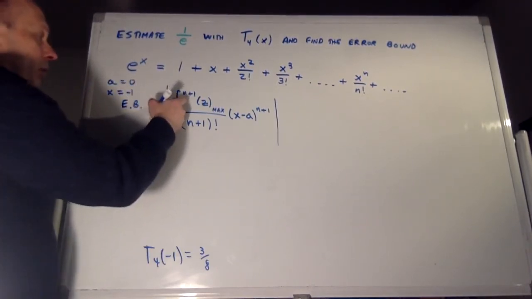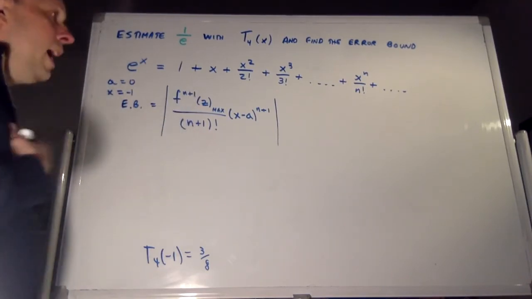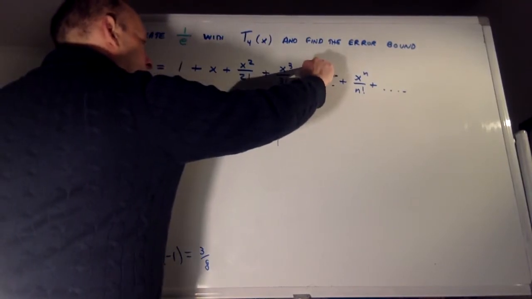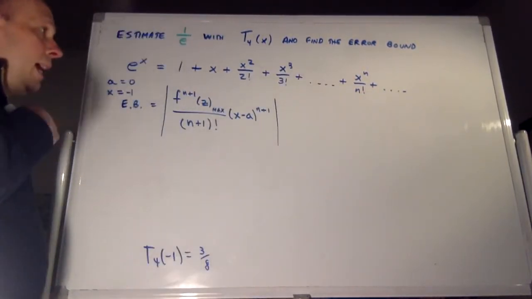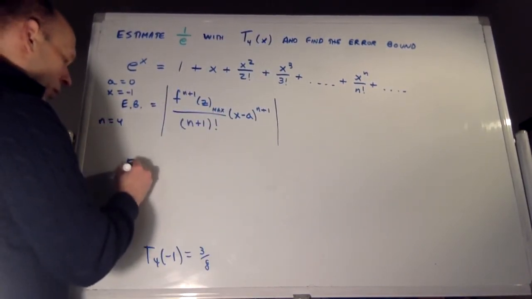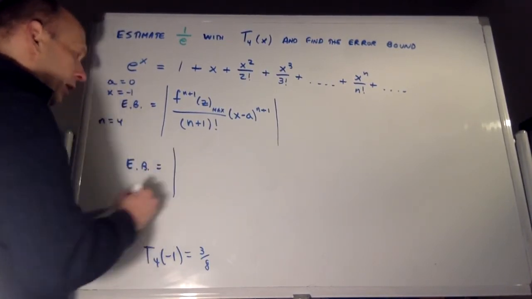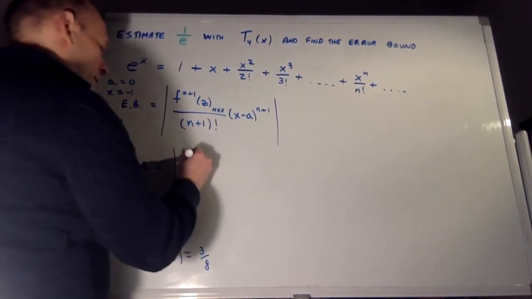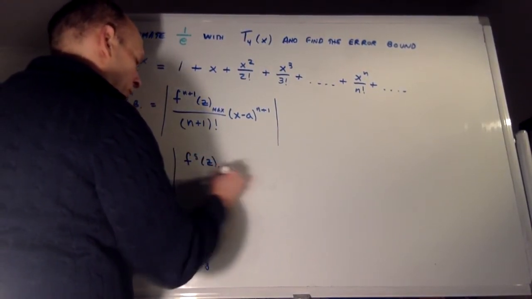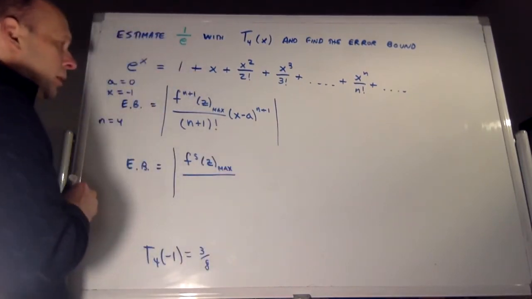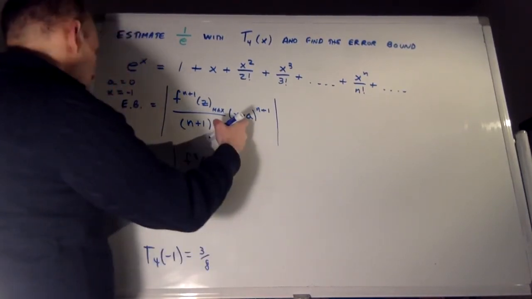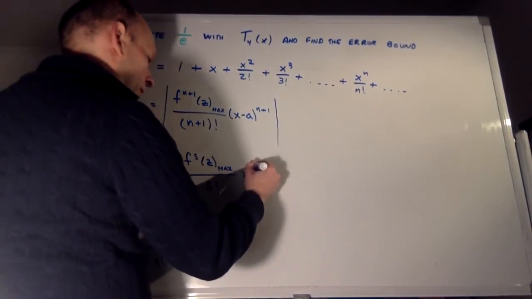Okay, now we need the n plus 1th derivative evaluated at z. Well, our value of n, since we did the 4th degree Taylor polynomial, we stopped at that x to the 4th over 4 factorial. So our n is 4 here. So what do we got? We know our error bound is going to be equal to the absolute value of, well, n is 4, so it'll be the 5th derivative evaluated at z, or at least the maximum possible value for the 5th derivative evaluated at z, over n plus 1 factorial. Again, n is 4, so over 5 factorial. A is 0, so it's just x to the 5th.